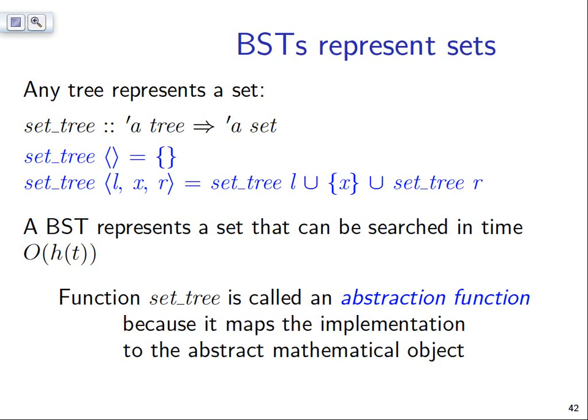This function set tree is just an instance of what one calls an abstraction function. In computer science, in particular in data structures, you all the time have the situation that you have some concrete data structure that represents some abstract mathematical concept. Here the abstract mathematical concept is the set, and the concrete data structure is the binary search tree. The mapping from the concrete level to the abstract level is usually called an abstraction function.